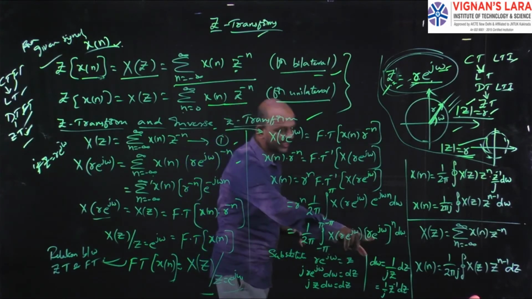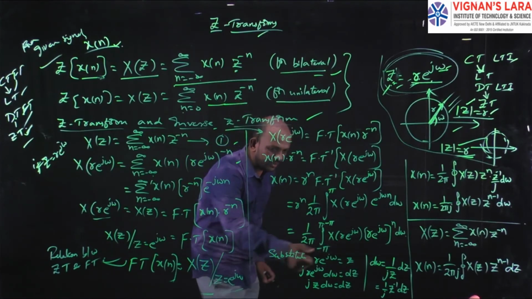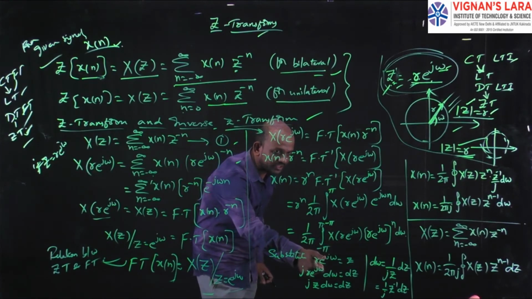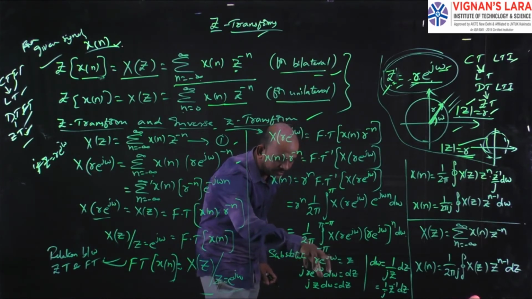In place of r into e power j omega I can substitute z. Now we have to go for differentiation with respect to omega, dz by d omega. That is r into e power j omega. So we are differentiating with respect to omega, which means j comes here. So j into r into e power j omega d omega equal to dz.